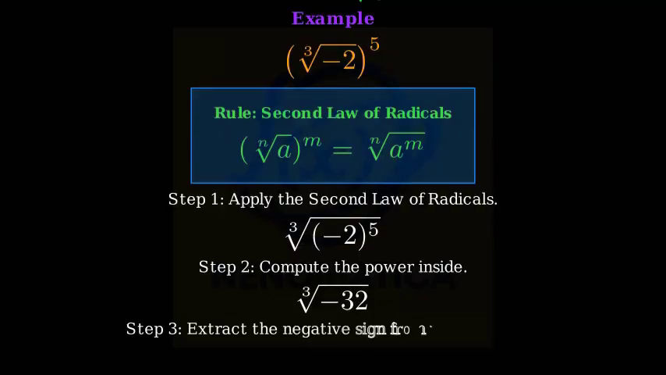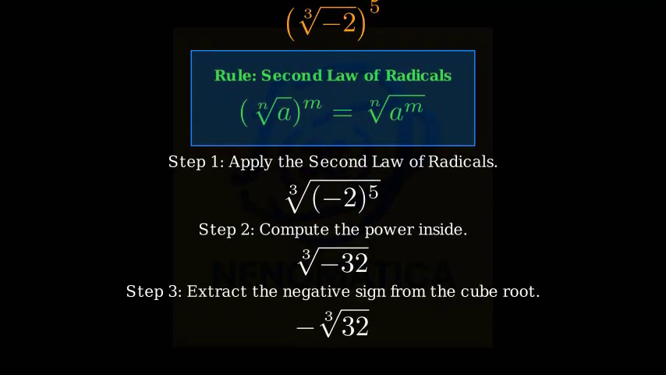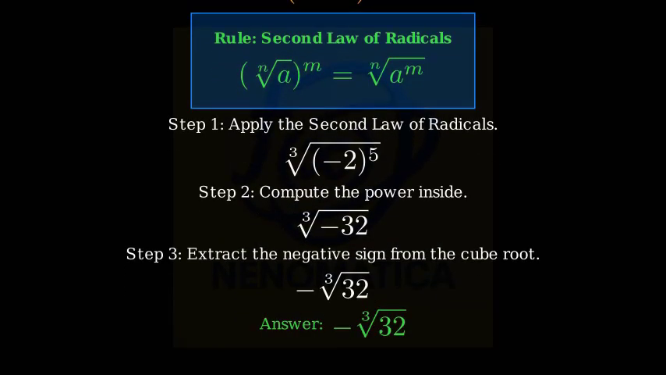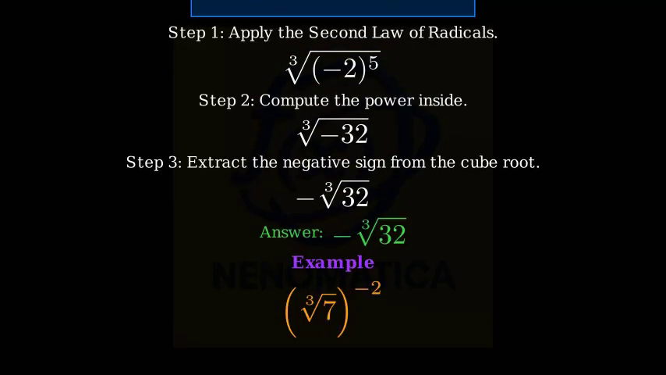For cube roots, we can extract the negative sign from inside the radical, which gives us negative cube root of 32. This is our final answer. The cube root of 32 cannot be simplified further, so we have negative cube root of 32. Let's examine our third and final example.